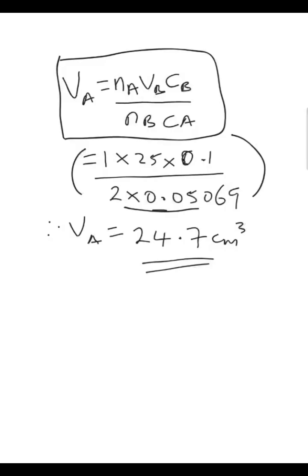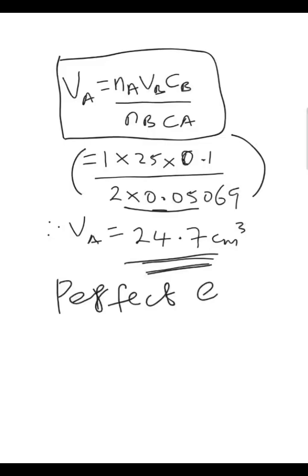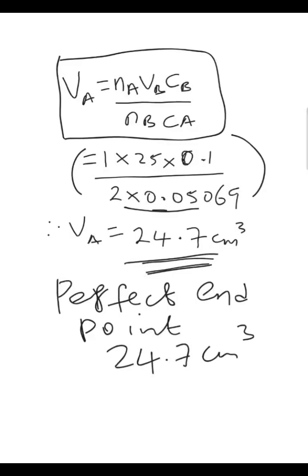the volume of the acid we are going to use is 24.7 cm cube. So this value you have here is your perfect endpoint for this NECO 2026 chemistry practical exam on titration: 24.7 centimeter cube. So that is your perfect endpoint. Apply this and you have your full mark. Apply it and appreciate me later.